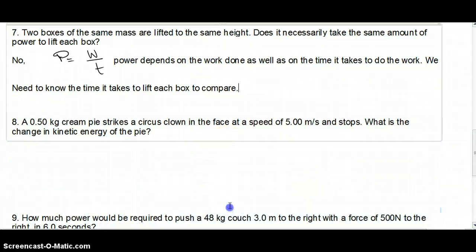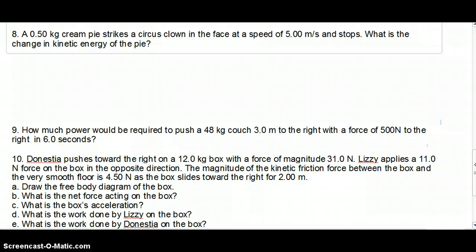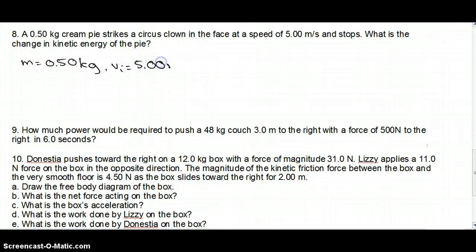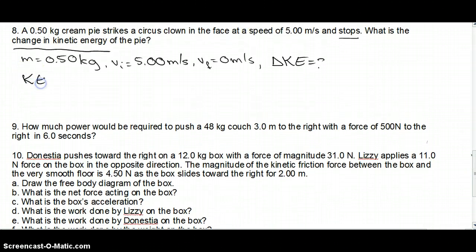Question 8. So here, it's about kinetic energy. I know that the mass is 0.5 kilograms. I also know that the initial velocity is 5 meters per second and the final velocity is 0 meters per second. I want to find the change in the kinetic energy. So, let's start with finding the initial kinetic energy. It's half m v initial.